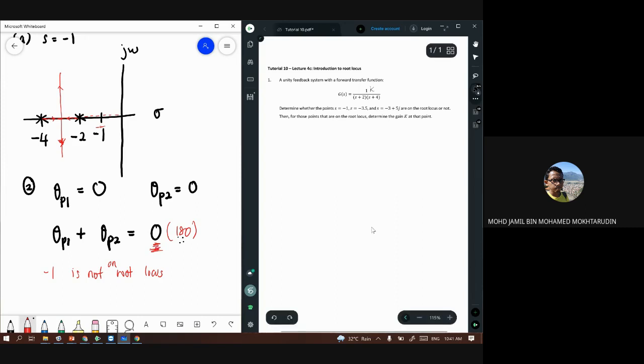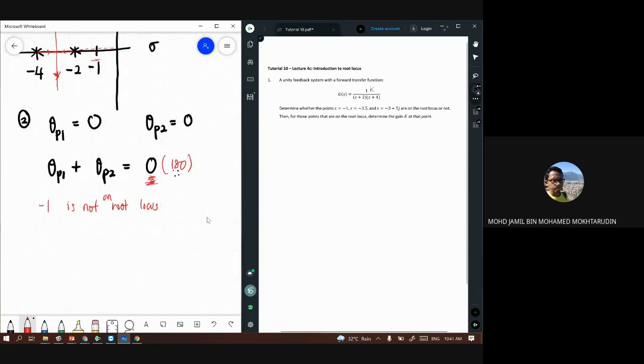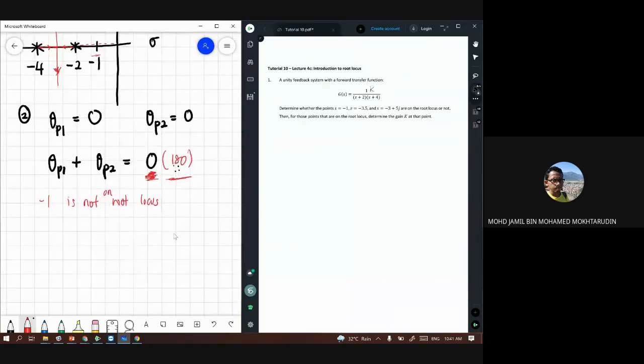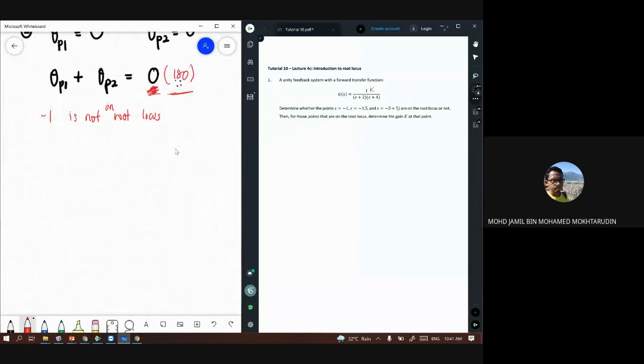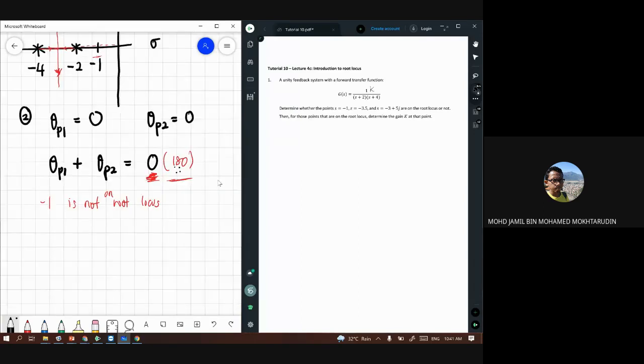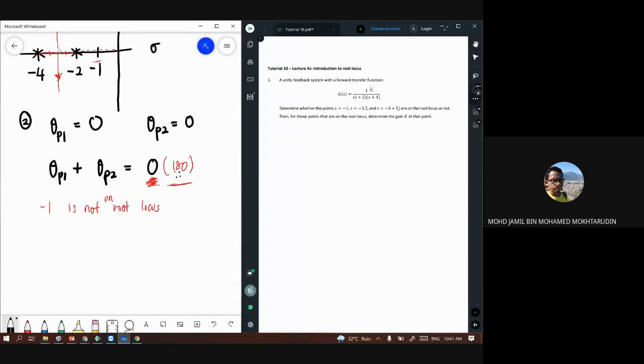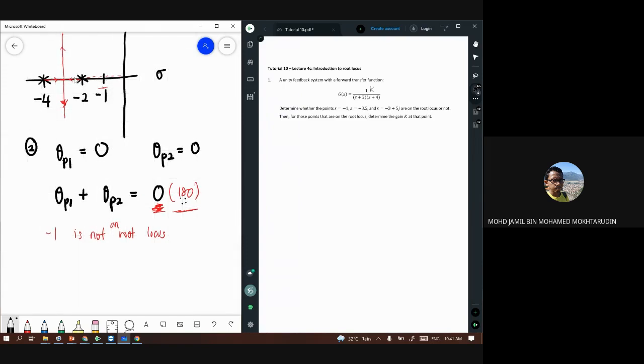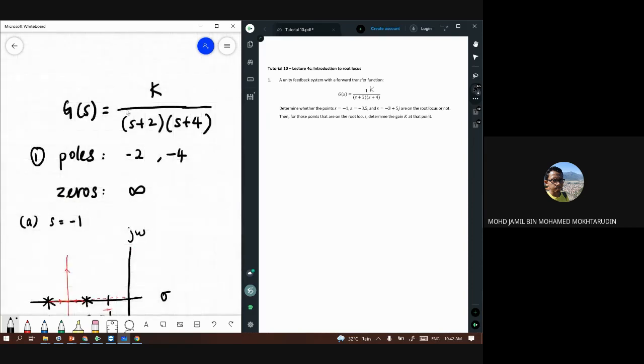It's 0, but it is not an odd multiple of 180 degrees. Now let's look at the second point. Since -1 is not on the root locus, we don't need to determine the gain K. There is no gain of the system that causes the root locus to cross -1. Because -1 is not on the root locus, there is no gain, meaning that there is no system to produce poles at -1 if your system is this G(s).